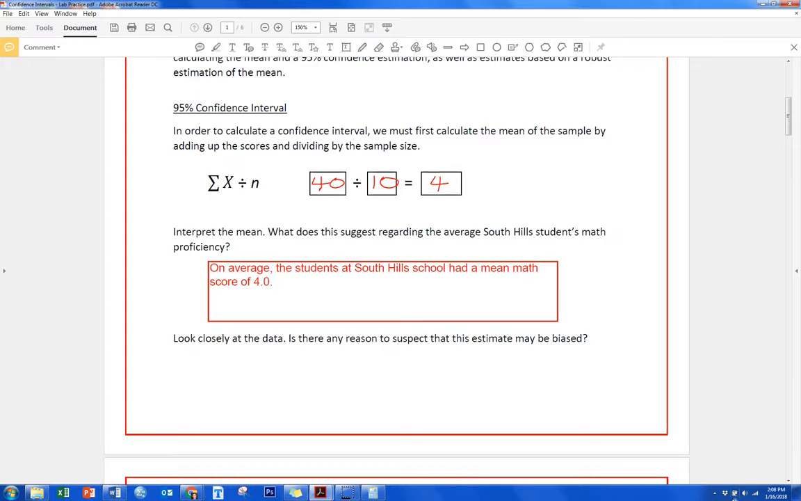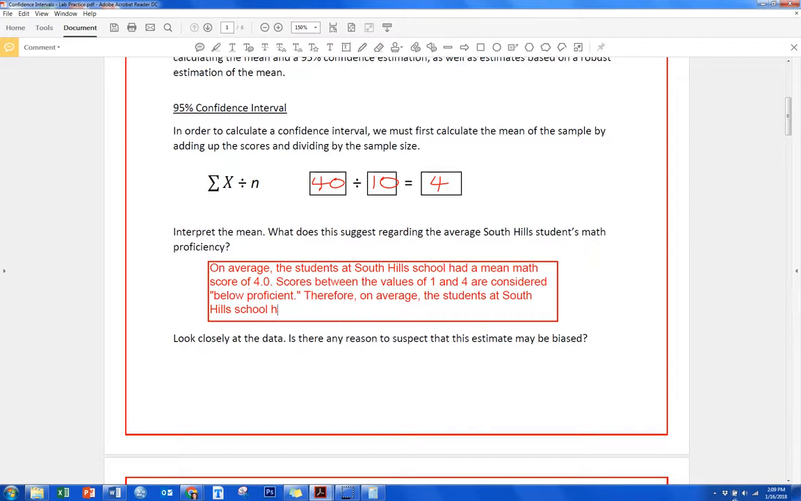Typically I go to 2, but when you have whole numbers like this, we might just put 4 or 4.0. It's going to work out the same. A mean math score of 4. Scores between the values of 1 and 4 are considered below proficient. Therefore, on average, the students at South Hills School are below proficient.